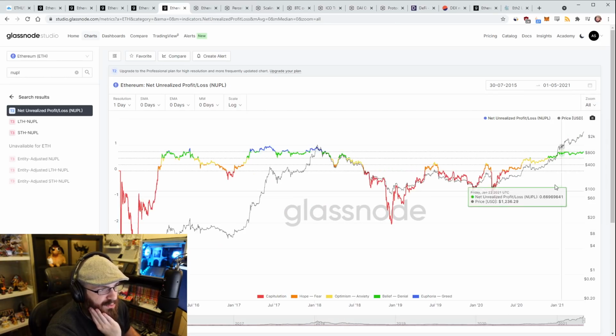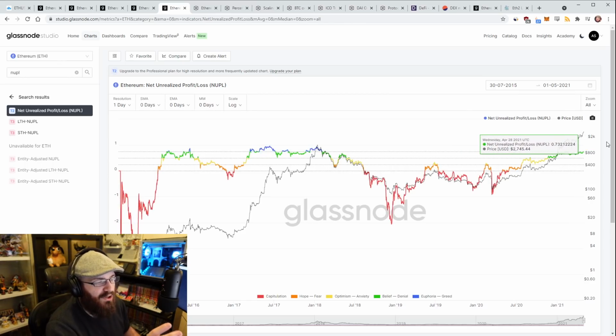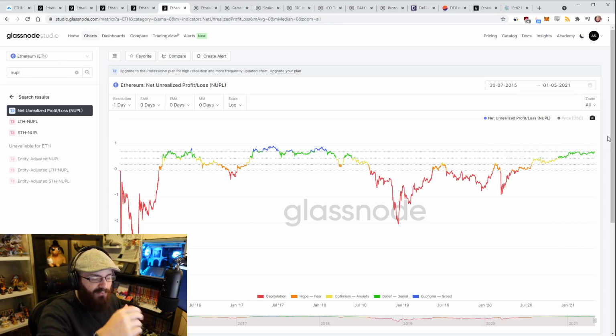This is really great as well. So you can see here, the green zone is essentially like, most people are in profit. Okay, so I should explain how this metric works. The way this metric works is that it measures the addresses in profit, but also measures how much they're in profit by. So are they up 10x? Are they up 15x, right? And aggregates that all together.